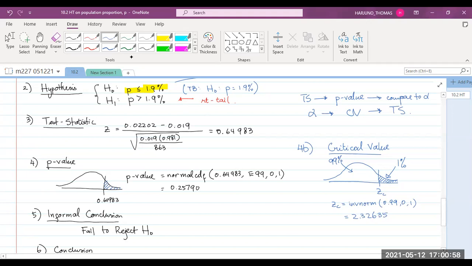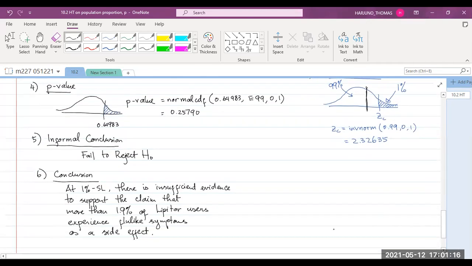Now notice that our test statistic is here. This is our test statistic, which is not in the tail. Okay, now if you want to have an extra 1 point, that's what you want to show me. Show me the critical value. Okay, now how about if we use the calculator? Let me use the calculator.